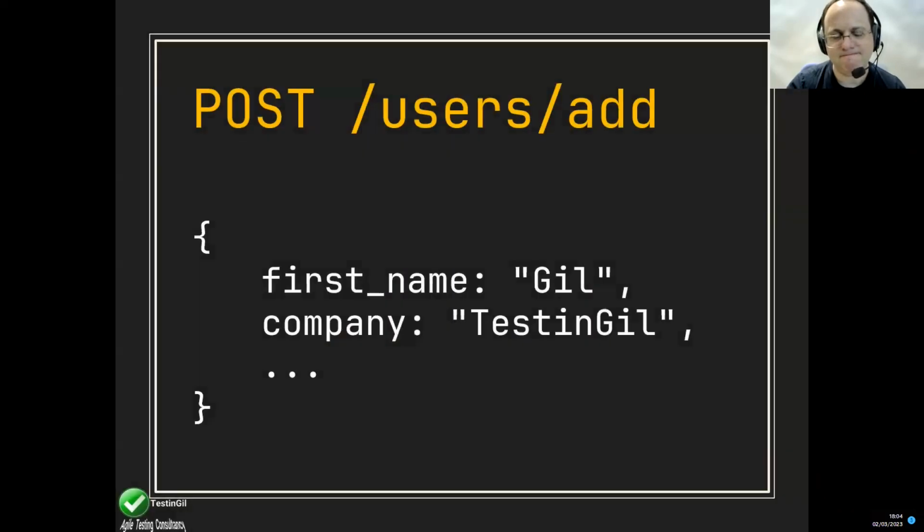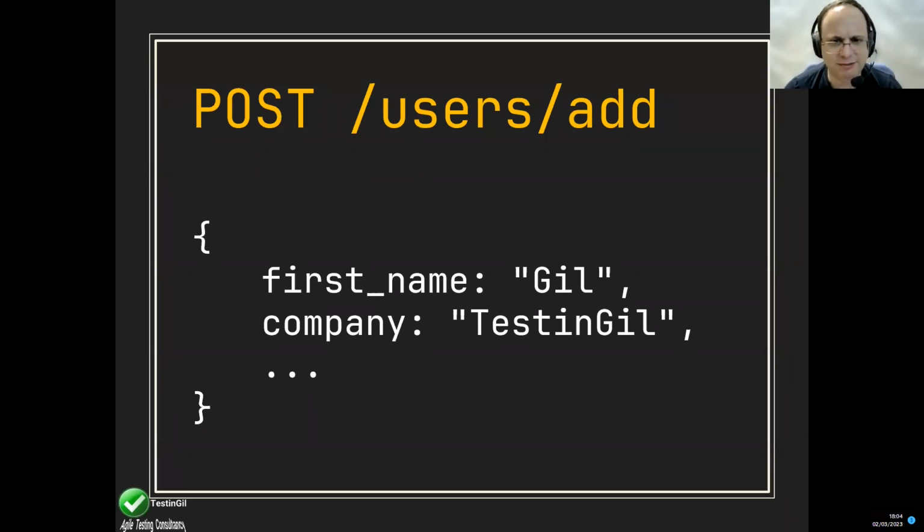I'm going to start with an example. So this is like creating an API. It's a POST API. You can look at the example. You probably can guess what it does, and you probably will be right. It adds a user with these kinds of details.